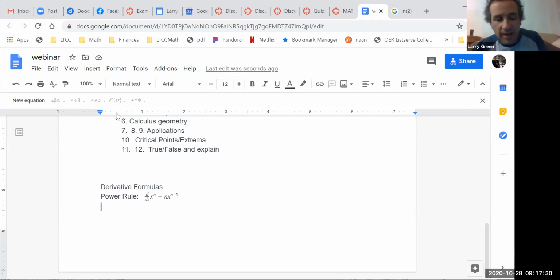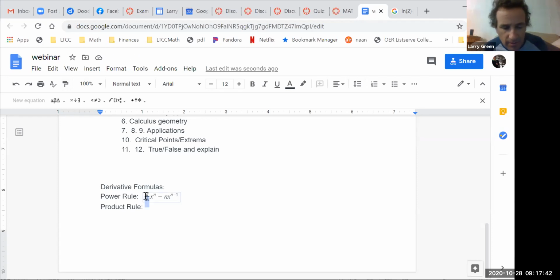Okay, then there was the product rule, I think was our next one. And that was the derivative of f of x times g of x was equal to f prime of x times g of x plus f of x times g prime of x.